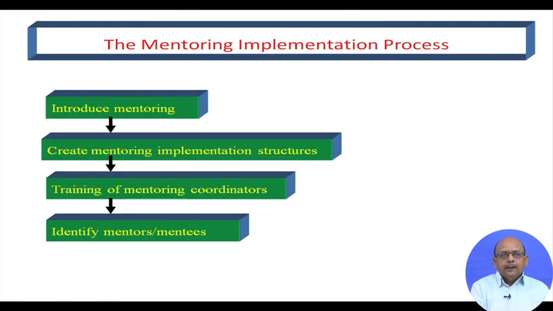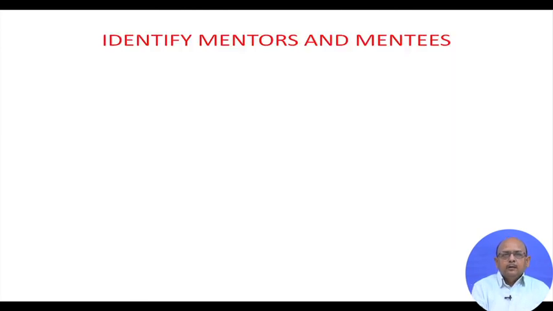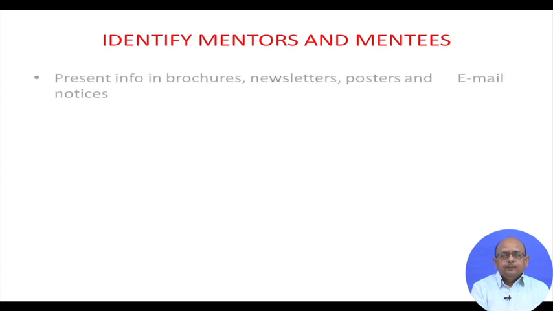Now, moving to the third stage, which is basically training of the mentoring coordinators. Okay. So, once you have identified mentoring coordinators, you are going to train them, and you also need to identify the mentors and the mentees in the process. So, look at identifying mentors and the mentees. Okay. So, who is going to be selected as mentors and mentees?